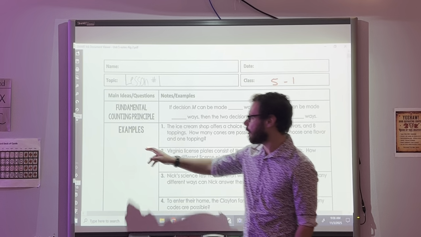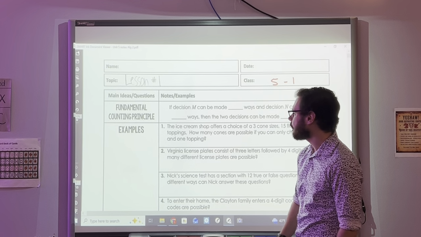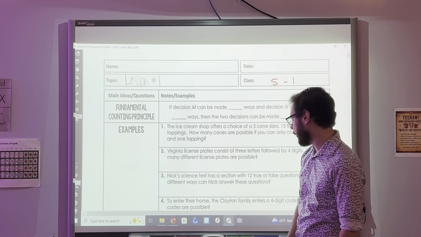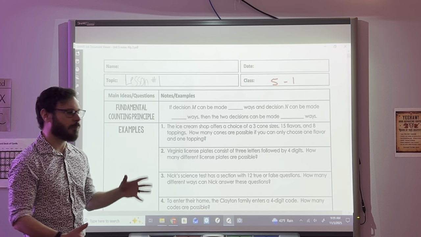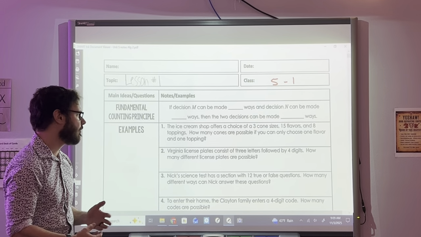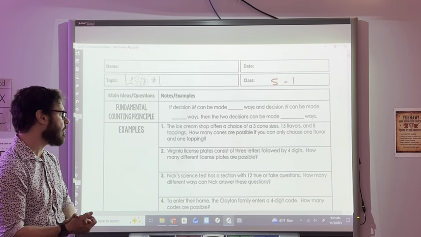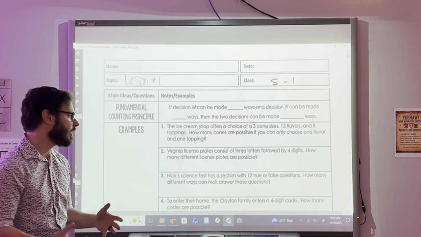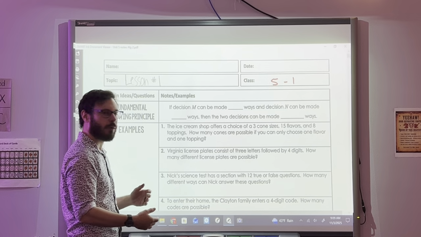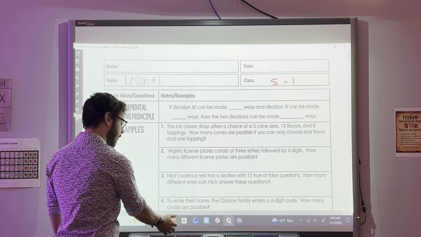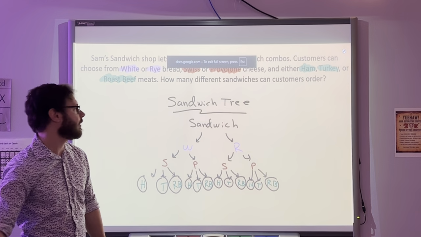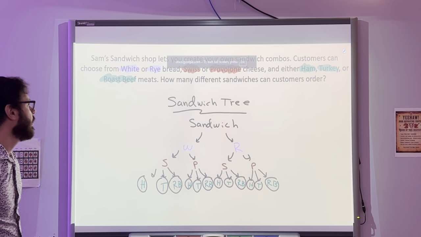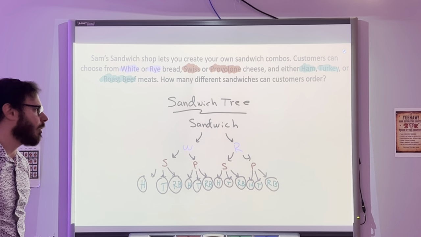But first we need to talk about the fundamental counting principle, and we're going to revisit this in a second. If you read this, number 1, the ice cream shop offers a choice of 3 different cones, 15 flavors, and 8 toppings. How many different cones can you build if you only get to pick one of each? Well, how would I approach a problem like this? What we could do is build a different problem. This is a simpler version of that problem with smaller numbers.